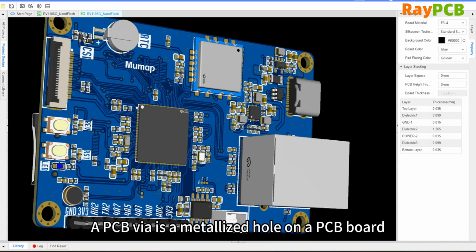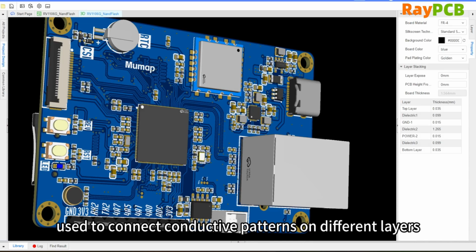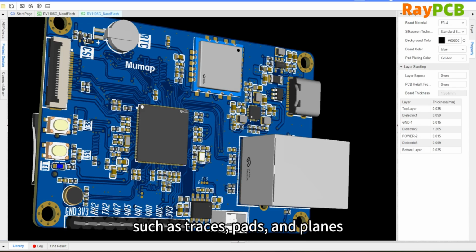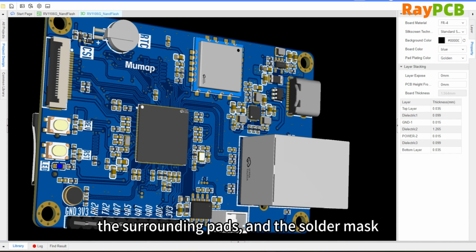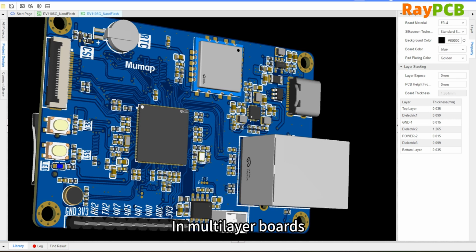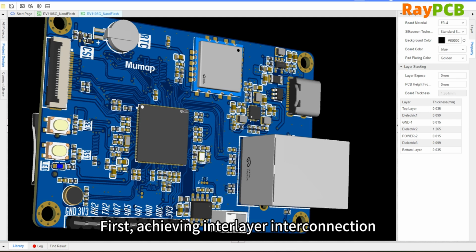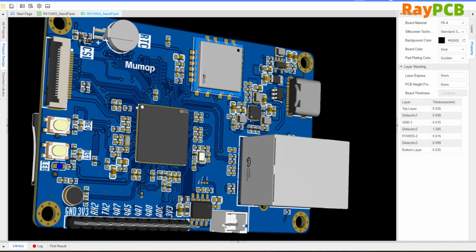A PCB via is a metallized hole on a PCB used to connect conductive patterns on different layers, such as traces, pads, and planes. It typically consists of a pad surrounding the hole on each layer and the plating inside the hole itself. What role does it play in multi-layer boards? First of all, it enables interlayer connection. This is the fundamental function of vias.